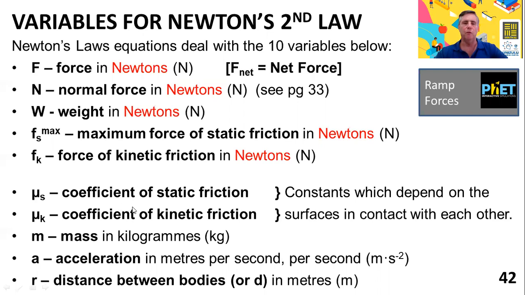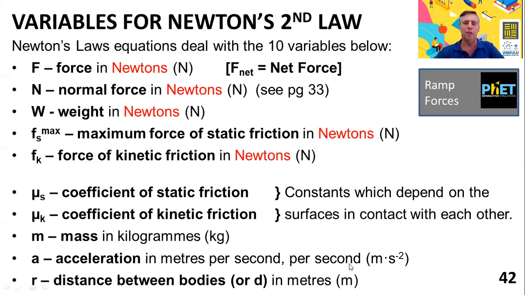Then you've got 2 coefficients. They don't have units because they're just numbers: the coefficient of static friction and the coefficient of kinetic friction. Those are constants which depend on the surfaces in contact with each other. If you've got sandpaper on sandpaper, they'll be quite high, but if you've got smooth surfaces together, they will be lower. Mass is measured in kilograms. Just remember to convert if it's given in grams.